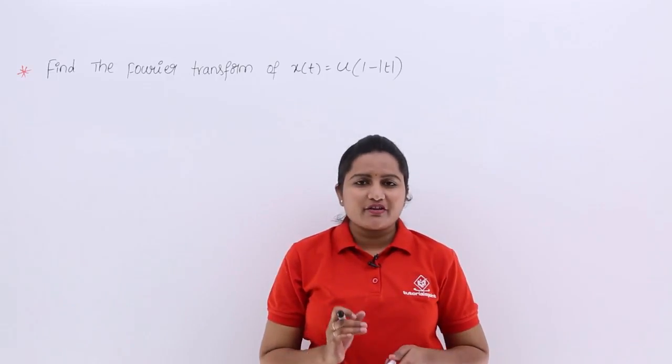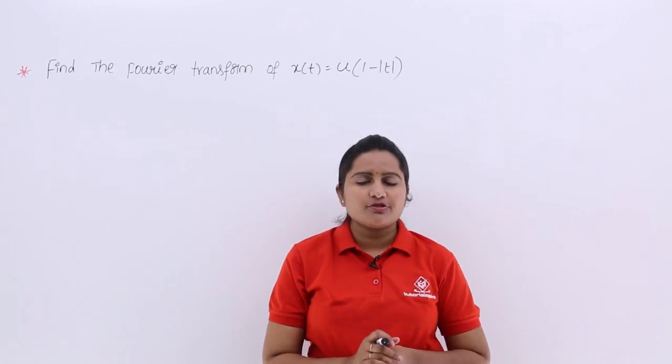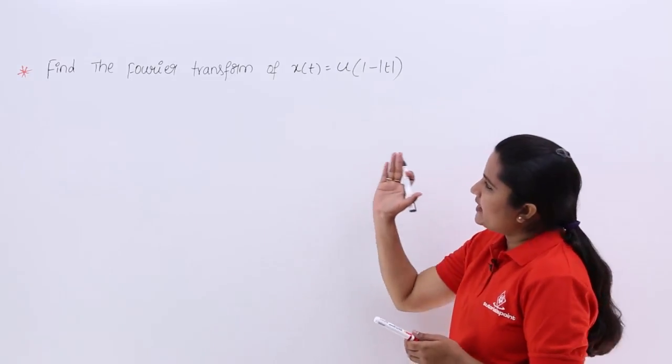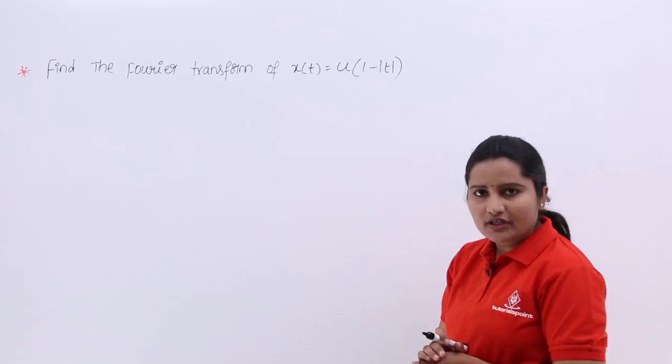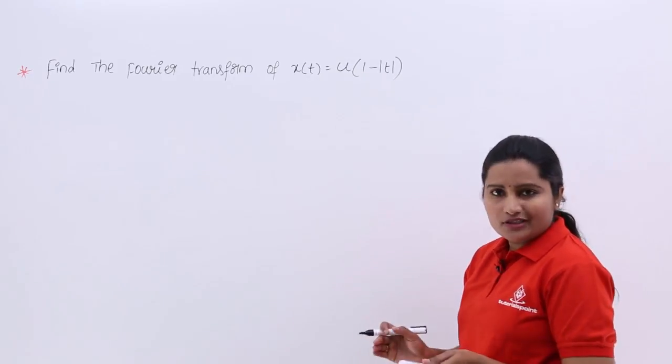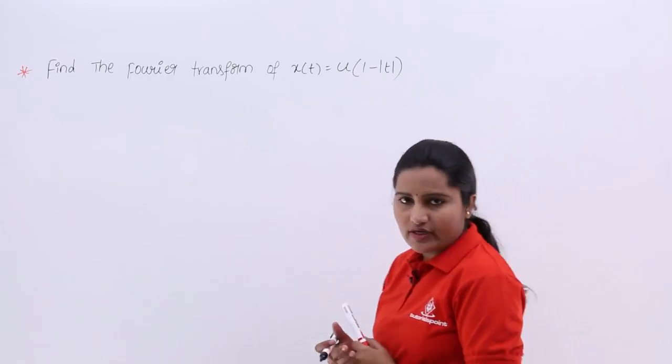In this video, we are going to discuss a problem related to Fourier transform. So, here you can see the problem. Find the Fourier transform of x of t equal to u of 1 minus modulus of t. For this, we need to find the Fourier transform.